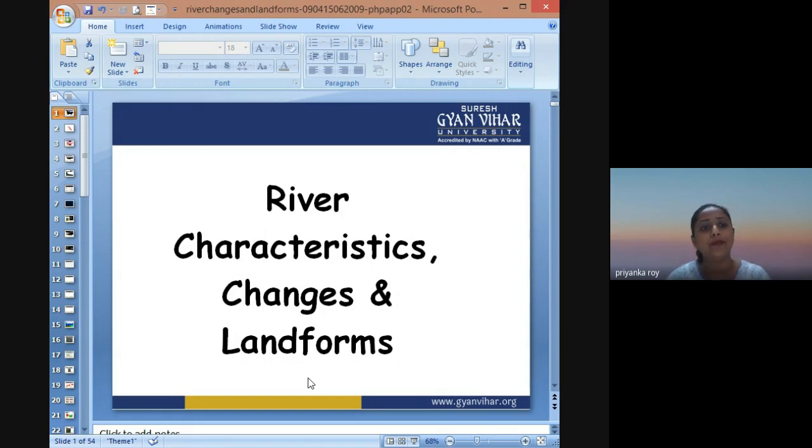Good morning, everybody. Today we are going to learn in physical geology and geomorphology about the river, its characteristics, changes, and various landforms along its courses. The basic objective or the learning outcome of this will be that you will be able to understand various mechanisms and how different landforms are formed along the entire course of the rivers.